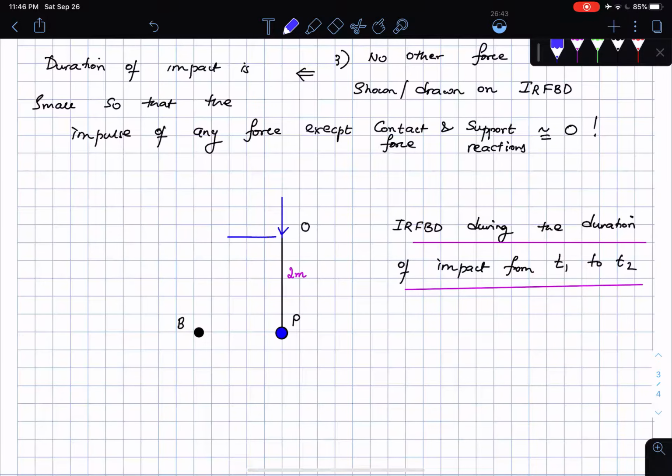I don't know what the directions are going to be. Who cares, because we don't know. This is going to be OY, this is going to be OX. And then what am I going to have? I'm going to have a contact force. The ball is coming and hitting the pendulum, which means the ball is going to impact the pendulum in this direction. So it's going to have a contact force in that particular direction. This is going to be FC, but the pendulum is going to have an equal and opposite contact force back on the ball. So that is also going to be FC. This is the impact relevant free body diagram during the duration of impact. This is the IRFBD.